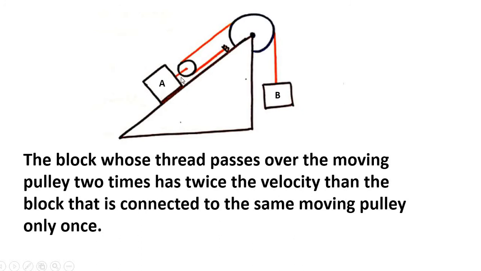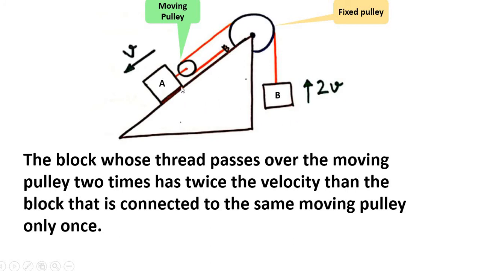Here the block A is connected to the moving pulley only one time, because this one is the fixed pulley which is fixed to the inclined plane, and here is the moving pulley, and the thread passes over the moving pulley. That thread belongs to the block B. Therefore, the block B must have velocity 2v and the block A must have velocity 1v, because the thread connected to the block A is connected only one time to the moving pulley. And when the block A will slide down on the inclined plane, then the B must rise up.